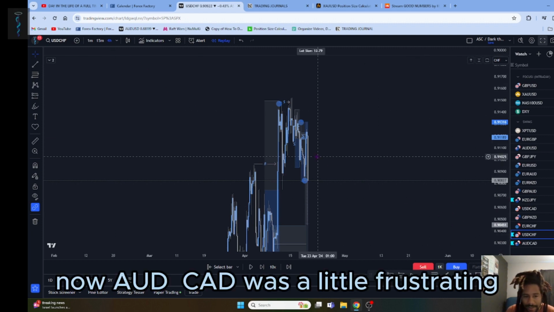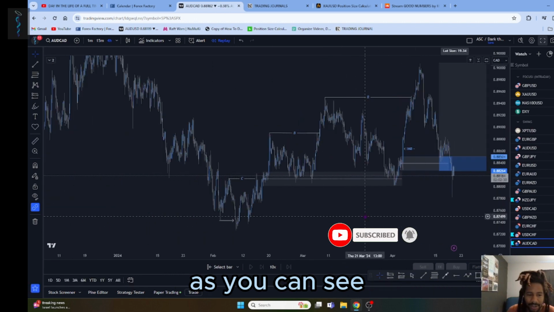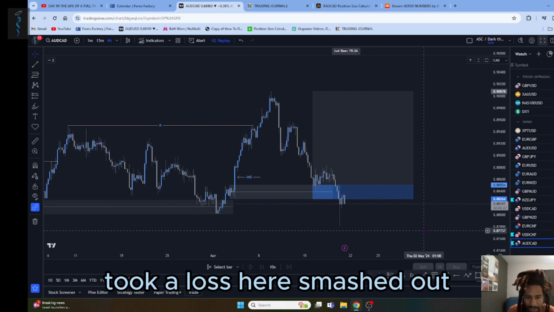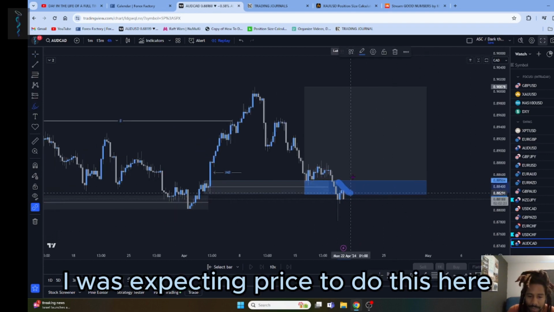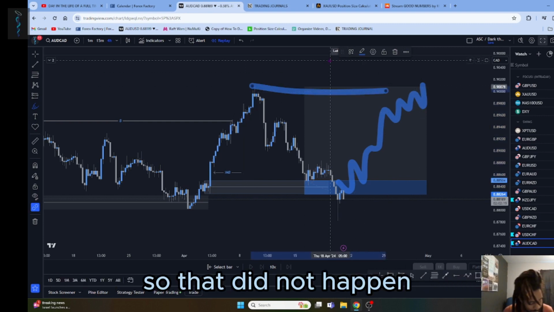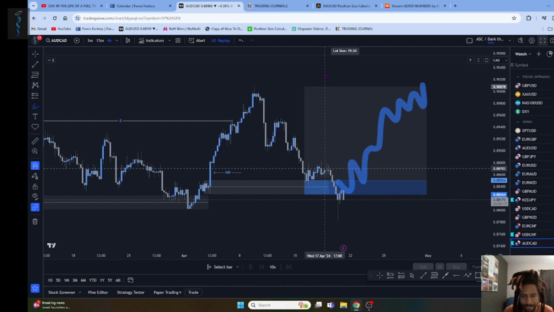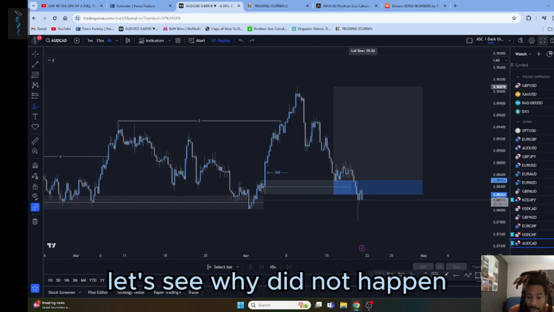Now AUD CAD was a little frustrating because the stars were very much aligning. As you can see, took a loss here, smashed out. I was expecting price to do this here, come all the way up, breaching this high. That did not happen, but let's see why it did not happen.